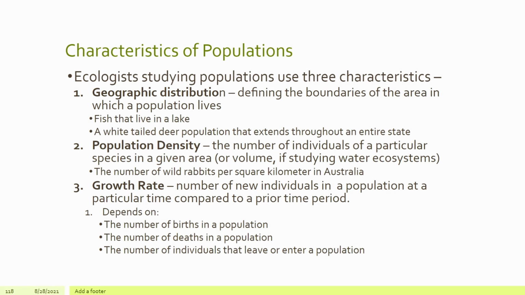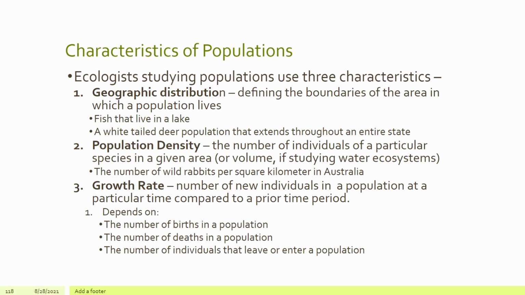Next, let's talk about characteristics of populations. Ecologists study populations using 3 characteristics: geographic distribution, population density, and growth rate. Geographic distribution is defining the boundaries of the area in which a population lives. A fish lives in a lake. A white-tailed deer population that extends throughout an entire state might be another descriptor for geographic distribution.